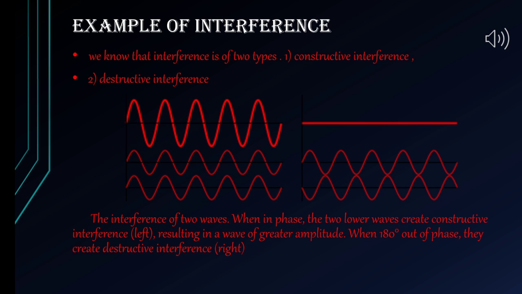Now coming to the example of interference. We all know that interference is of two types. One is constructive and another one is destructive. These are the examples of constructive and destructive interference. The left one is constructive because it is in phase. So the two lower waves create constructive interference. And the right one is 180 degrees out of phase, right? So they create destructive interference.